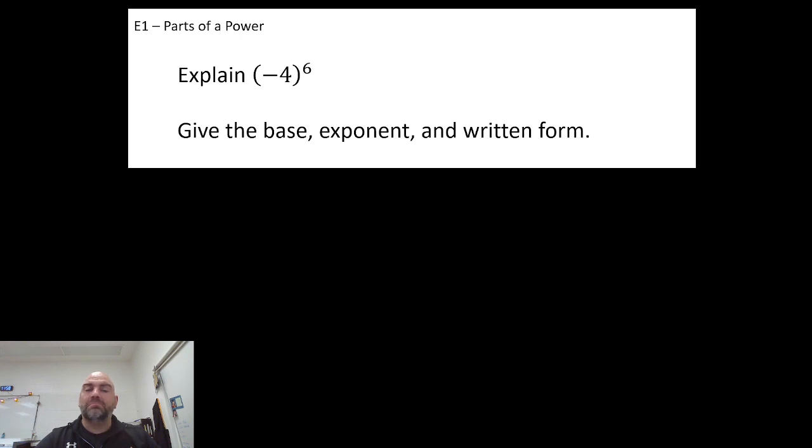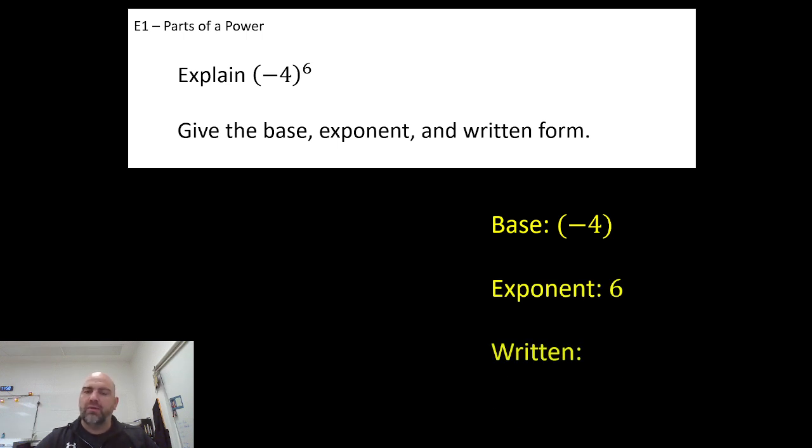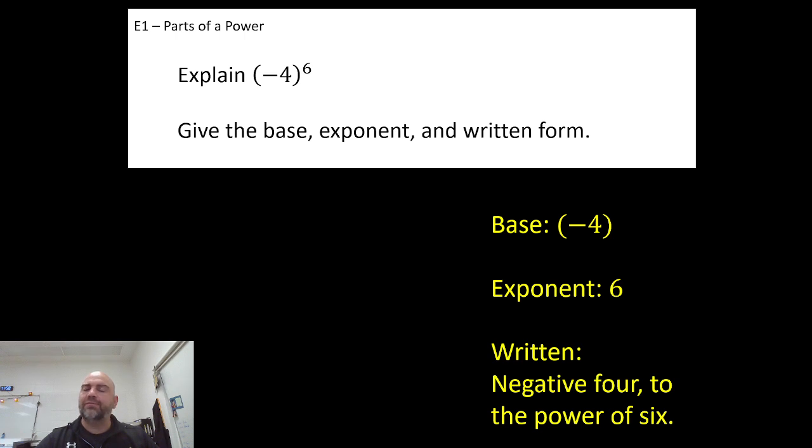Okay, the base of this power is -4. So -4 is going to be the number that we're multiplying numerous times together. The exponent should be fairly straightforward. That is 6. And when we write this out, this is how I want you to write it out. It is written out as -4, okay, that's our base, to the power of 6. And you'll notice there's a comma there behind the 4, and that'll come into play a little bit later on. But make sure that we have it written out as -4, comma, to the power of 6.